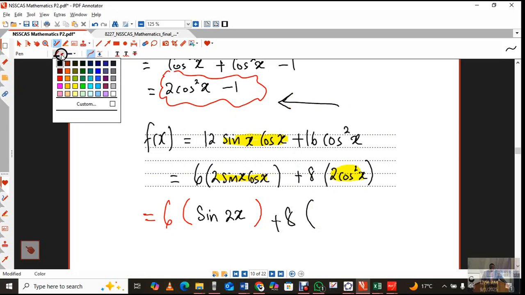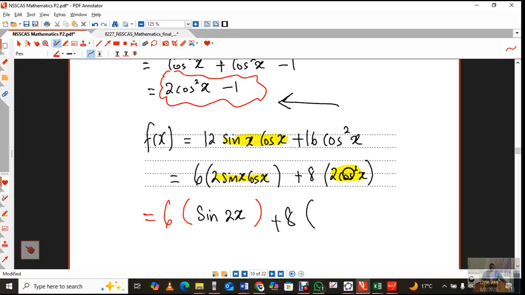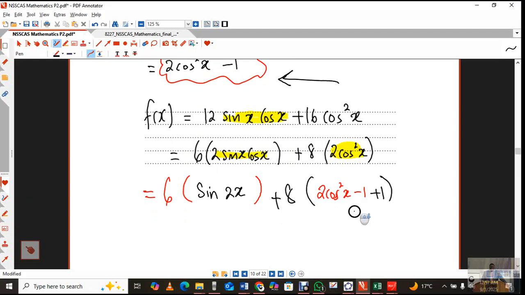But in its place, I have just 2 cos square x, but that thing is 2 cos square x minus 1. That's what it is. So there is a minus 1 here. So what you need to do is just add a 1 in here, cleverly, so that this still works as 2 cos square x, right?